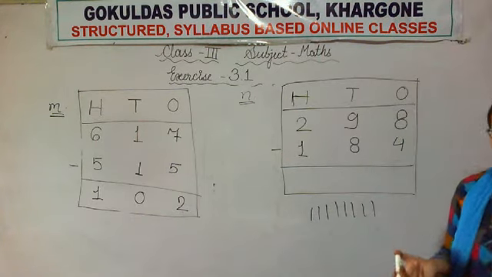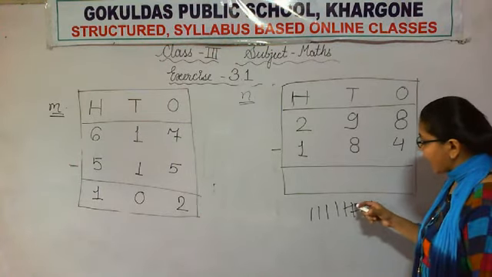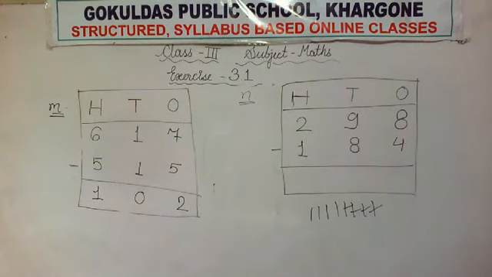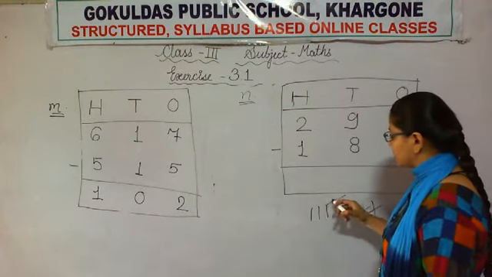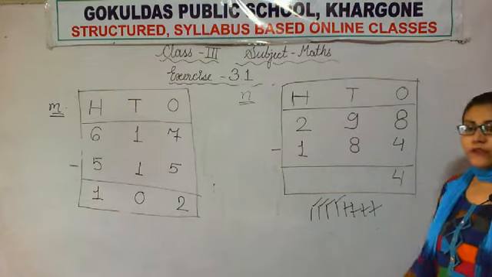Minus 4. Minus 4 is there. So we will cancel out 4 sticks. Let's cancel 1, 2, 3 and 4. Now we will count the remaining sticks. 1, 2, 3, 4. 4 sticks are remaining. So we will write the number 4.